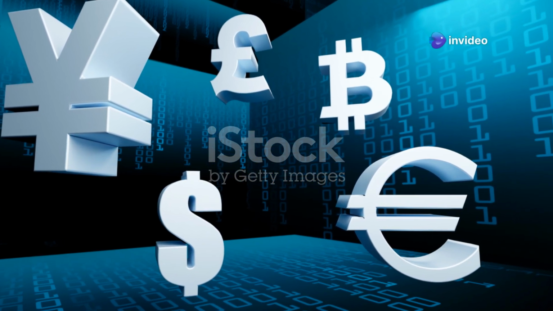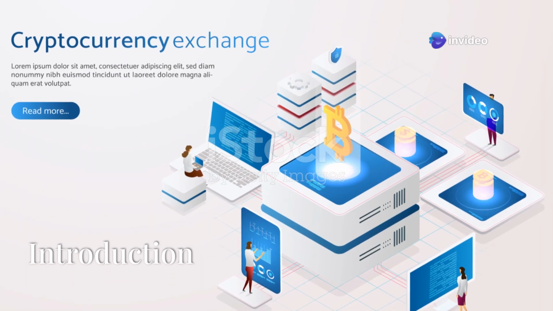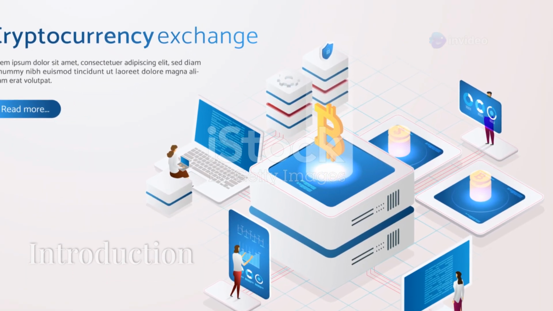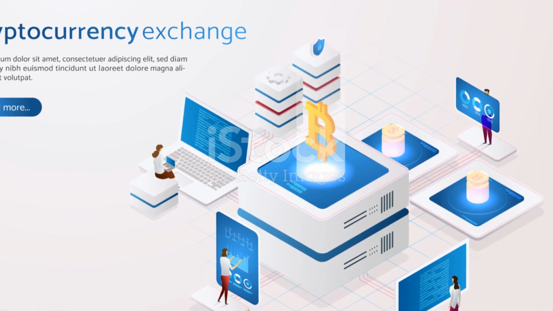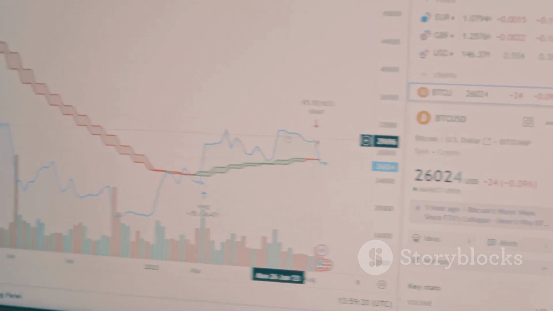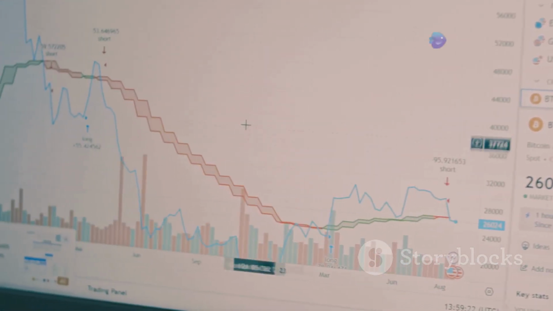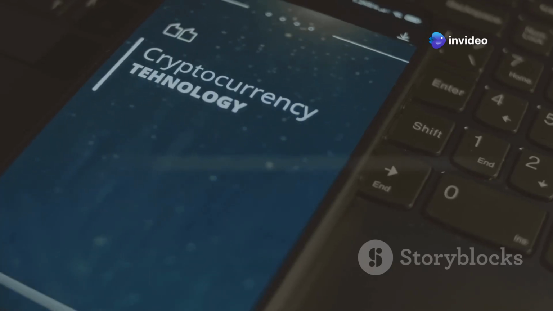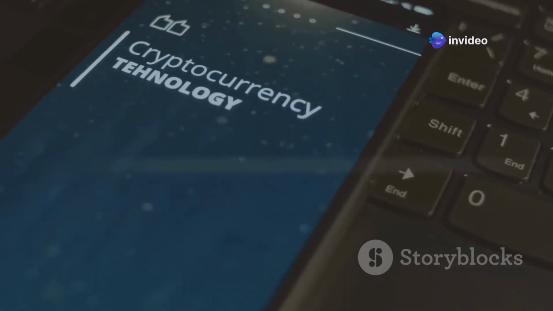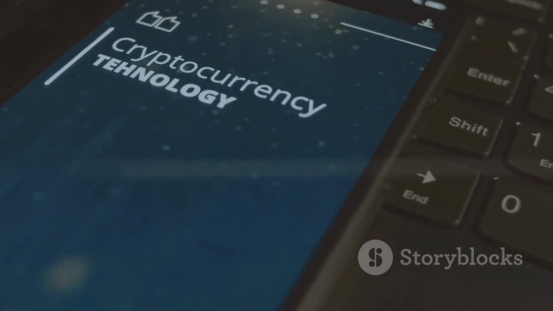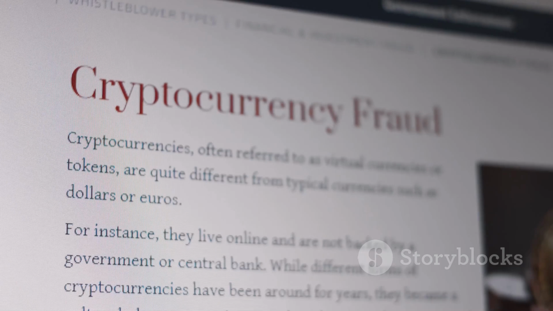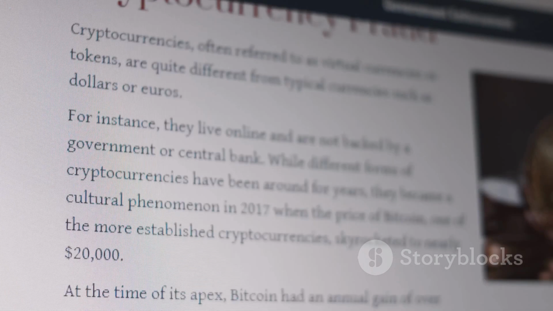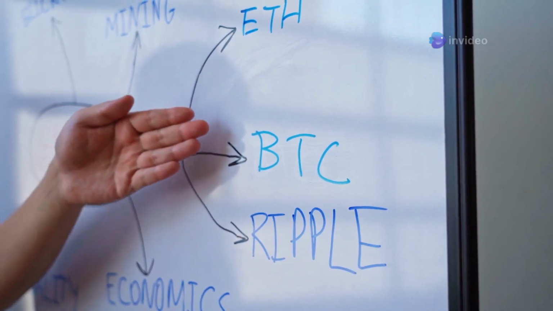Essential crypto terms for beginners. As the cryptocurrency market continues to expand, newcomers often find themselves overwhelmed by the specialized vocabulary used by enthusiasts and professionals alike. Understanding these key terms is crucial for navigating the crypto landscape effectively. This guide will cover the most important crypto terms that beginners should know, providing clear definitions and context for each.